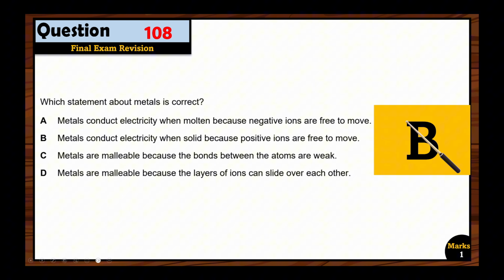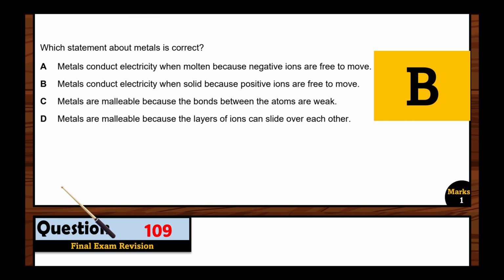Why did I choose option B? Sorry, my mistake. Option D is right. For 108, I will correct this one. Option D is actually right because the layers of ions can slide over each other. So it is actually D, not B. Okay, option D is correct.